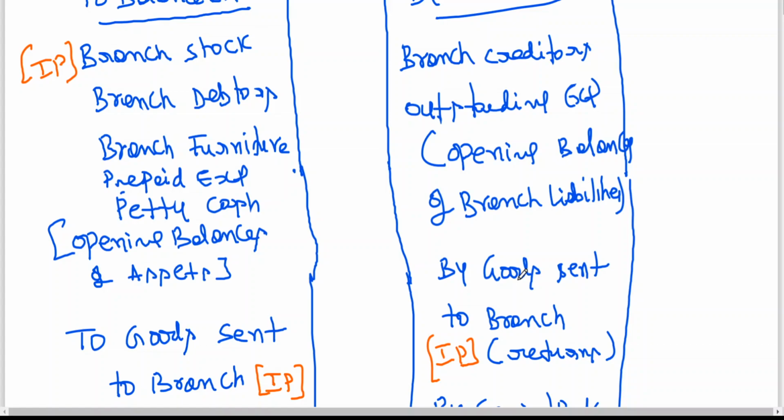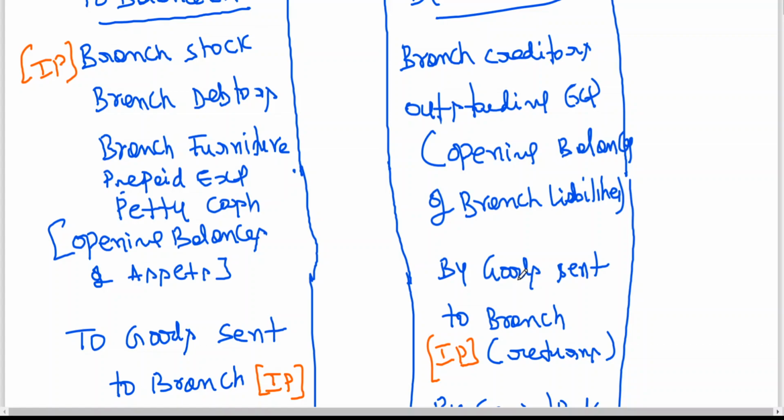11th one. To record the closing balance of branch assets. Branch assets accounts debit, individually, to branch account.